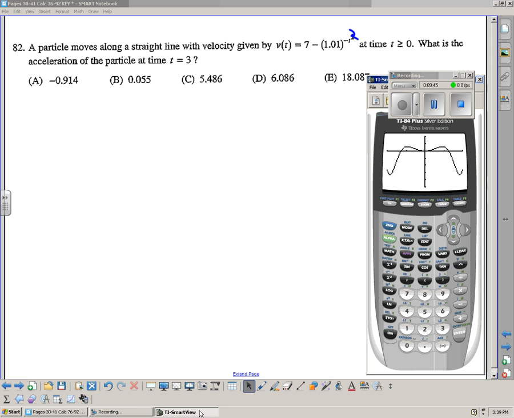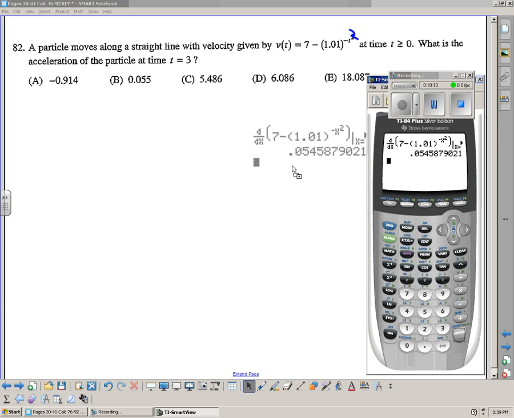You go to your calculator. You go math 8 because we want the derivative, d dx. You type this thing in. You go 7 minus parentheses 1.01 caret to the negative t squared, or negative x squared, on the at x equals 3, and you have your answer.